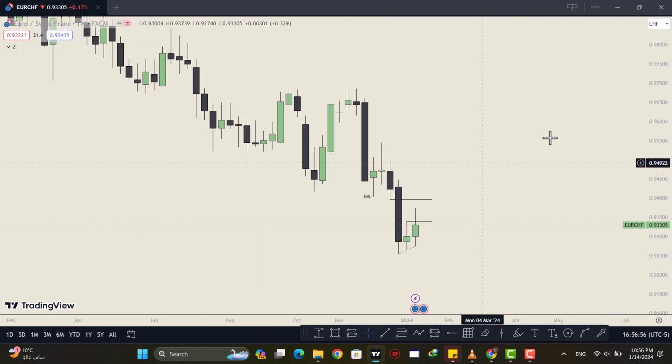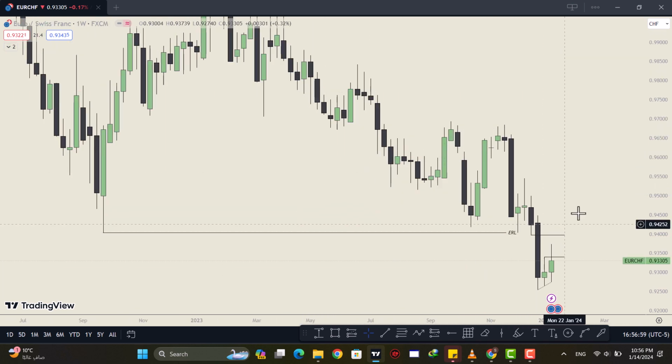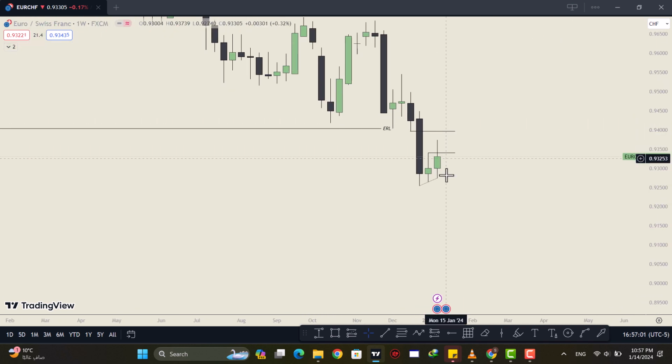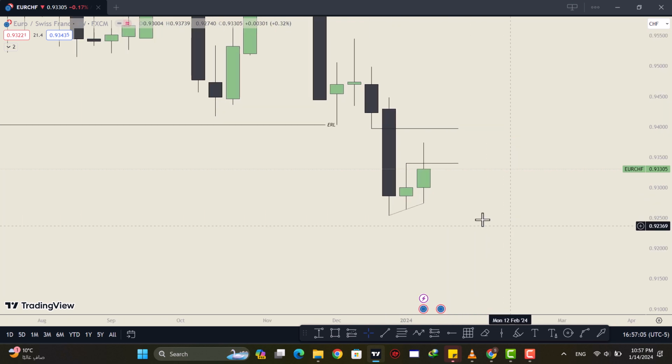So same thing here. Order flow is bearish. I want to see it move from here into here. And on the downside, we have these clean lows, right? So this is a major pull of liquidity.